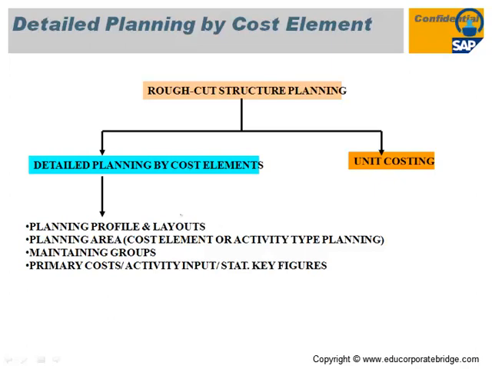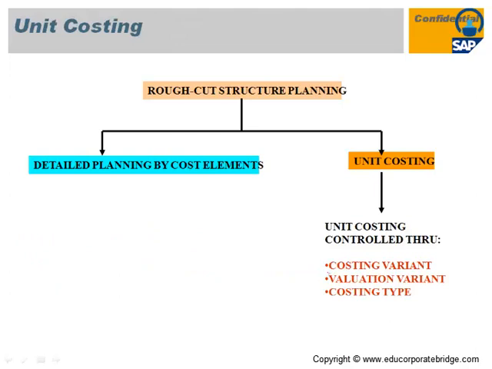For that, the prerequisites are that you maintain the planning profile and the layout. Then the cost elements need to be defined in the system through the FICO module, maintaining the groups, primary cost, activity inputs and statistical key figures through the FICO module. And for unit costing, you have to control costing through the costing variant, valuation variant and costing type.